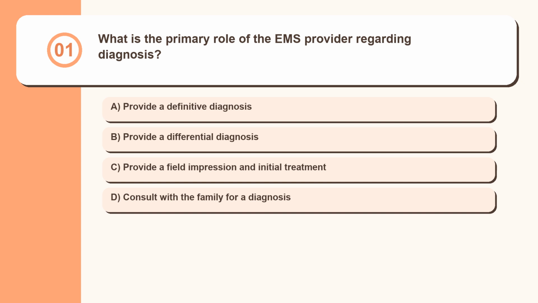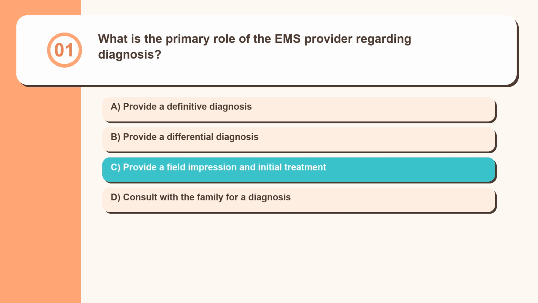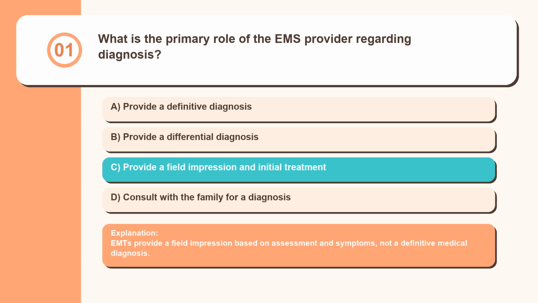Question 1. What is the primary role of the EMS provider regarding diagnosis? Provide a definitive diagnosis. Provide a differential diagnosis. Provide a field impression and initial treatment. Consult with the family for a diagnosis. EMTs provide a field impression based on assessment and symptoms, not a definitive medical diagnosis.